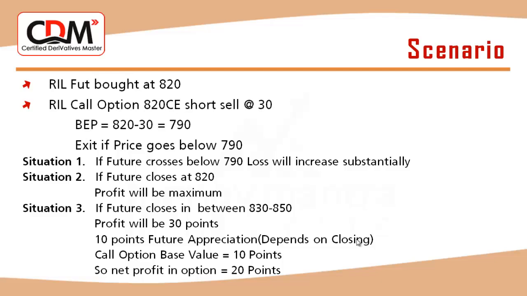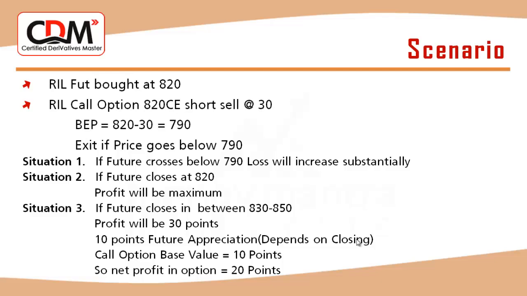Now there are situations explained here. First, if the future crosses below 790, the loss will increase substantially. The second situation, if the future closes at 820, then the profit will be the maximum, because here we are just eating the time value, that is 30.